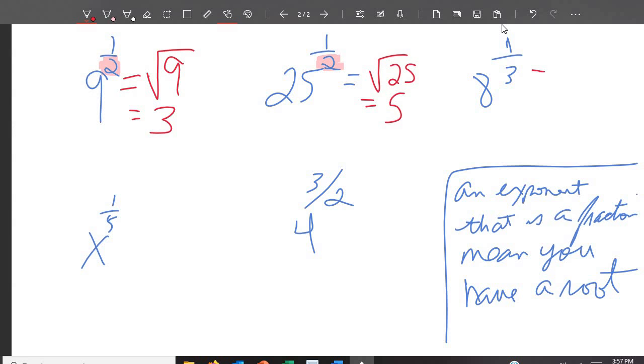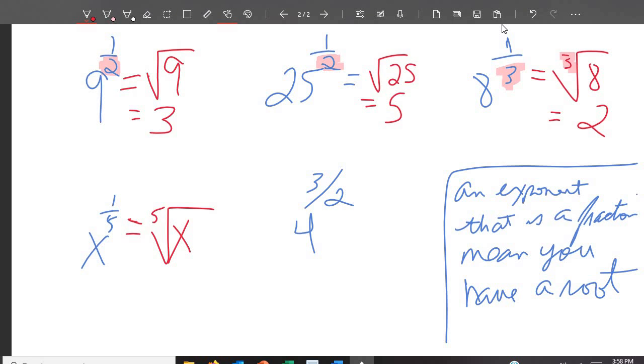8 to the 1/3 means you have a cubed root. Again, the bottom tells us the root. Now we can simplify 8. I can simplify the cubed root of 8, which is just 2. Here, x to the 1/5 means the 5th root of x.